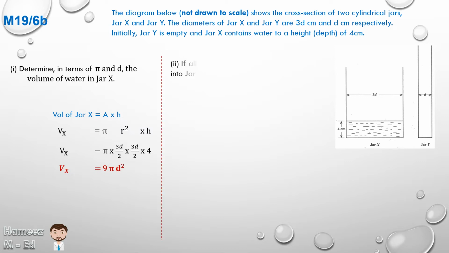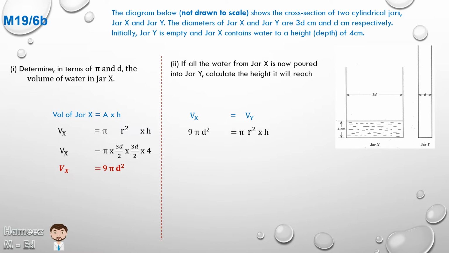Part 2. If all the water from jar X is now poured into jar Y, calculate the height it will reach. So what that means is that the volume of water in X will now be equal to the volume of water in Y, because we've taken all the water in jar X and poured it into jar Y. So we can substitute. We worked out in part 1 the volume of X, that is 9 pi d squared, and the volume of jar Y will be following the same formula, pi r squared.